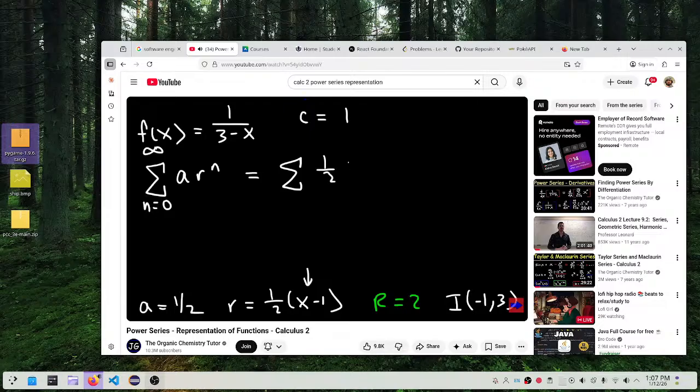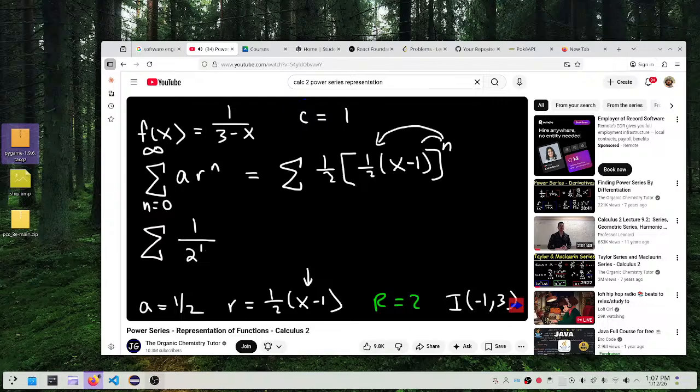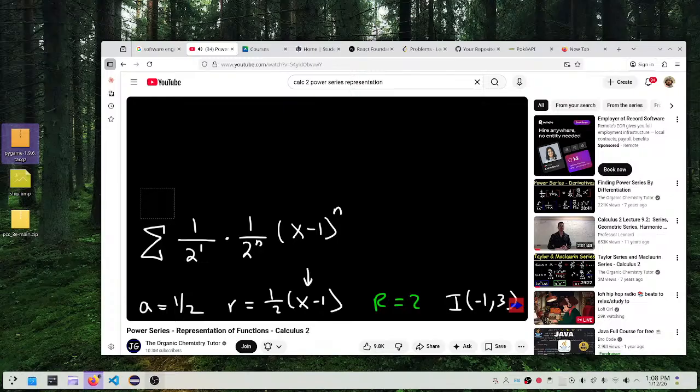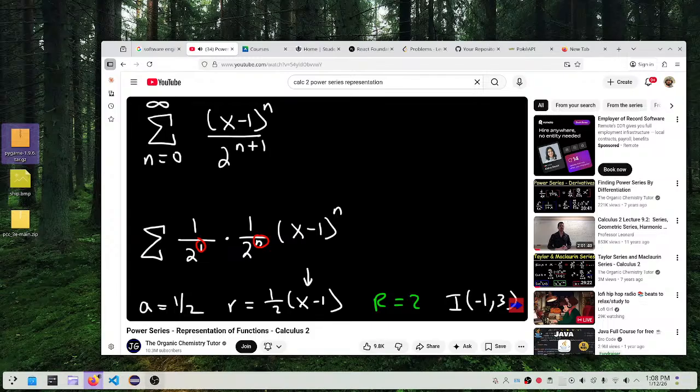So a is 1/2, r is going to be 1/2 times x minus 1, raised to the n power. Now this 1/2 outside of it, we can write it like this. It's going to be 1 over 2 to the first power, and then the n we're going to distribute to the 1/2 inside the brackets and the x minus 1. So it's going to be times 1 over 2 to the n times x minus 1 raised to the n power. So we can write the final answer like this. It's going to be the sum from 0 to infinity of x minus 1 raised to the n divided by, and these two we can combine and write as a single 2, so 2 to the n plus 1.